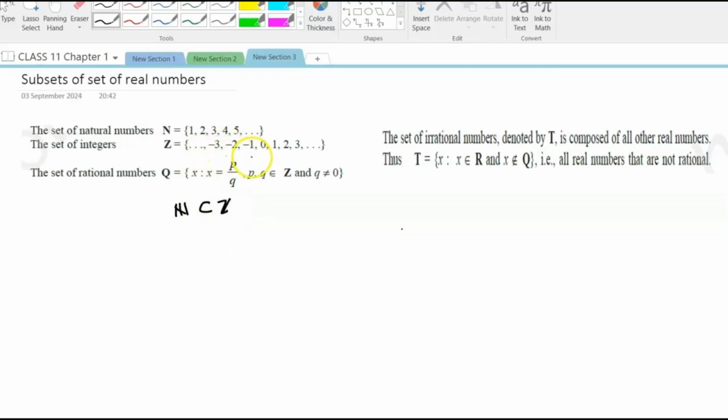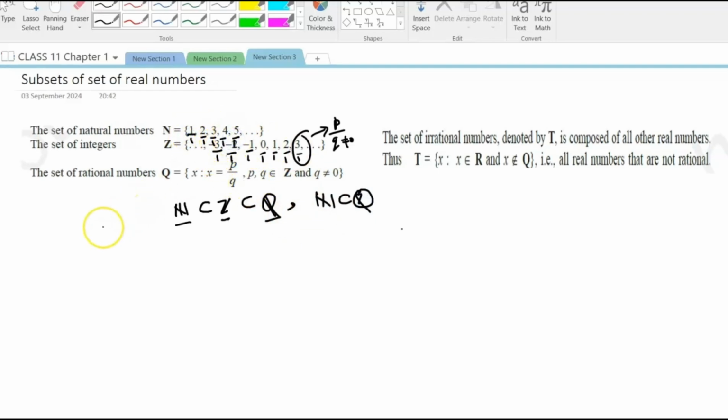Now, if you look carefully, any integer you can write like this: minus 3 by 1, minus 2 by 1, minus 1 by 1, 0 by 1, 1 by 1, 2 by 1, 3 by 1. So basically, we can write this in the form of P by Q, where Q is non-zero and P and Q both are integers. So this means all the integers are also rational numbers. We can write them in the form of a ratio or fraction. So the natural numbers are a subset of the integers and the integers are a subset of the rational numbers. So obviously the natural numbers will also be a subset of the rational numbers, because all natural numbers are also rational numbers. You can write them like 1 by 1, 2 by 1, 3 by 1, 4 by 1, 5 by 1.